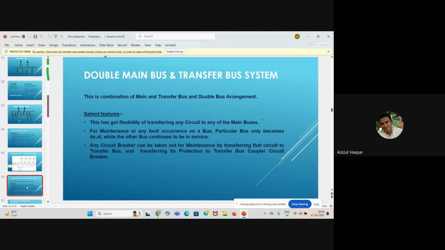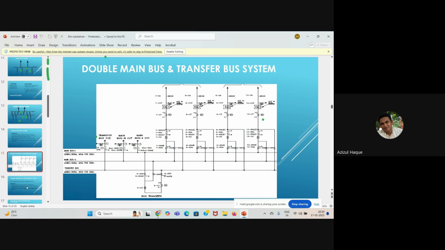So let me go back to this scheme page, previous slide. Here. Now you should have asked the question, students, that when this breaker is taken out, who will protect this line?